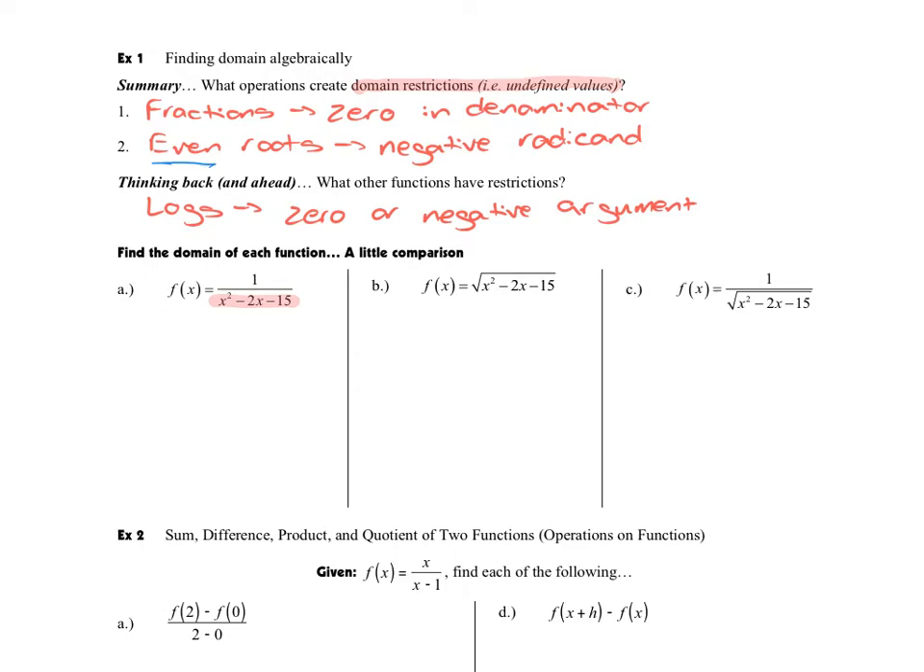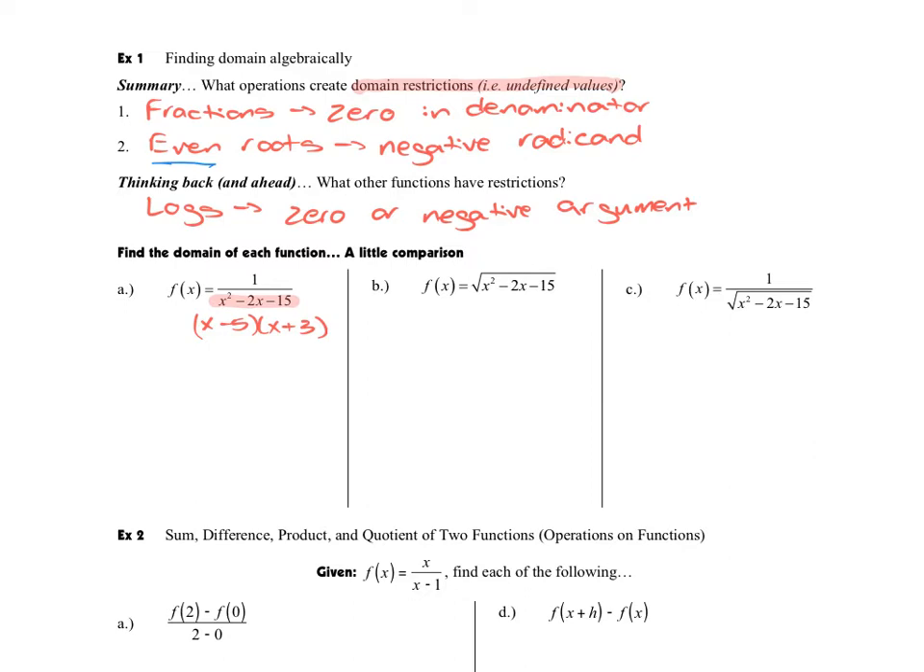So the first thing that I'm going to do is I'm going to factor this denominator. I can go ahead and factor this pretty easily, and I get an x minus 5 and an x plus 3. Now, thinking about my zero product property, I understand that this denominator would become 0 at a negative 3 and at a positive 5.